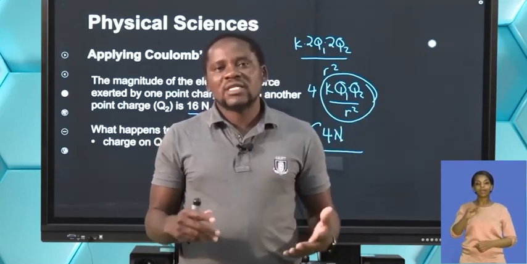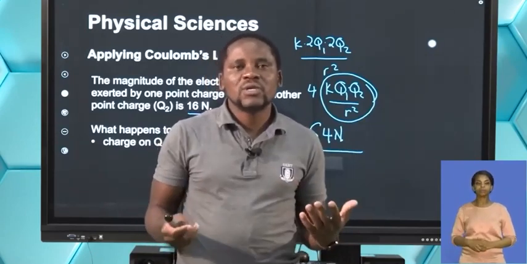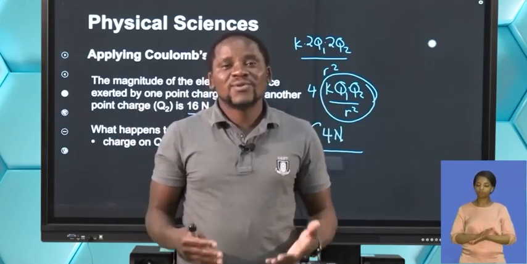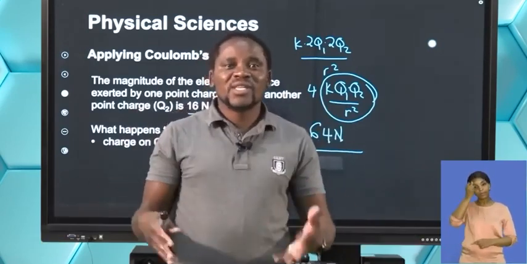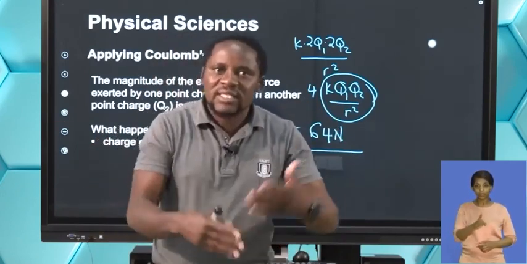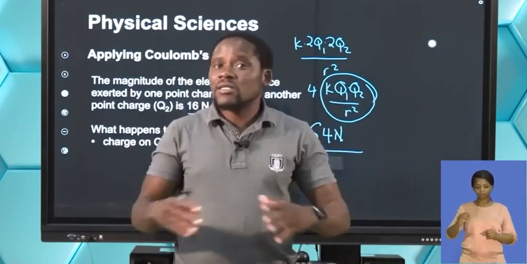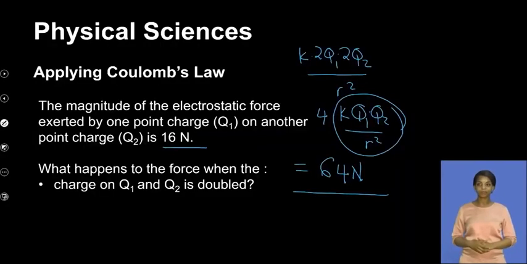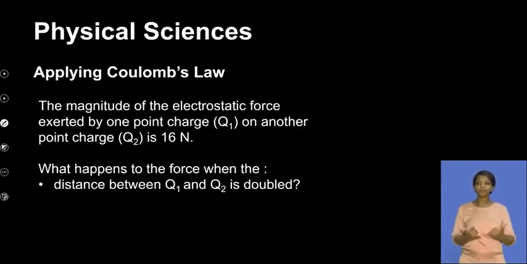Now, having said that, I think it's proper for us to appreciate that we need to understand the concept of what exactly it means when we say that two quantities are directly proportional, and how exactly one affects the other. So that's the long and short of it. And then last but not least, let's look at a scenario which involves the distance. It says, how does it affect the force when the distance is doubled?